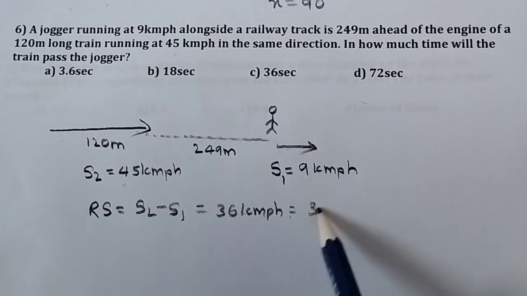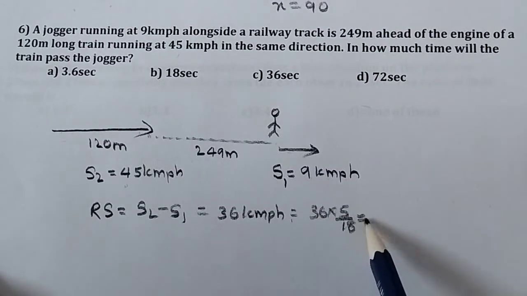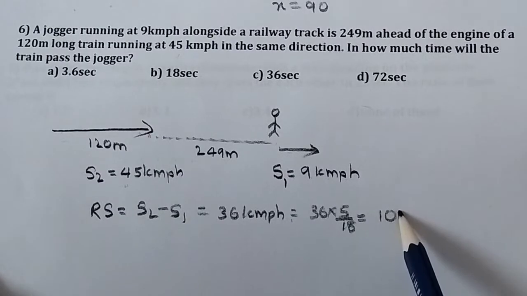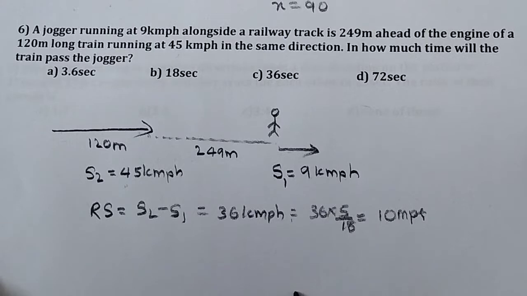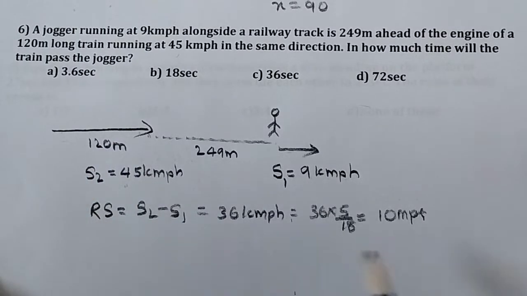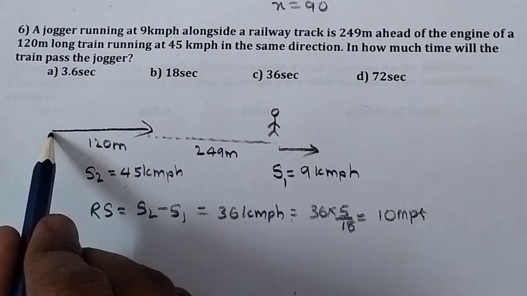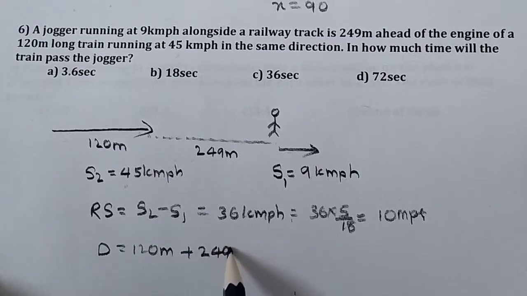So 36 into 5 by 18. Okay, now 10 meters per second. 10 meters per second is the relative speed, not exactly the speed of the train. The distance has to travel, that is 120 meters plus 249 meters.